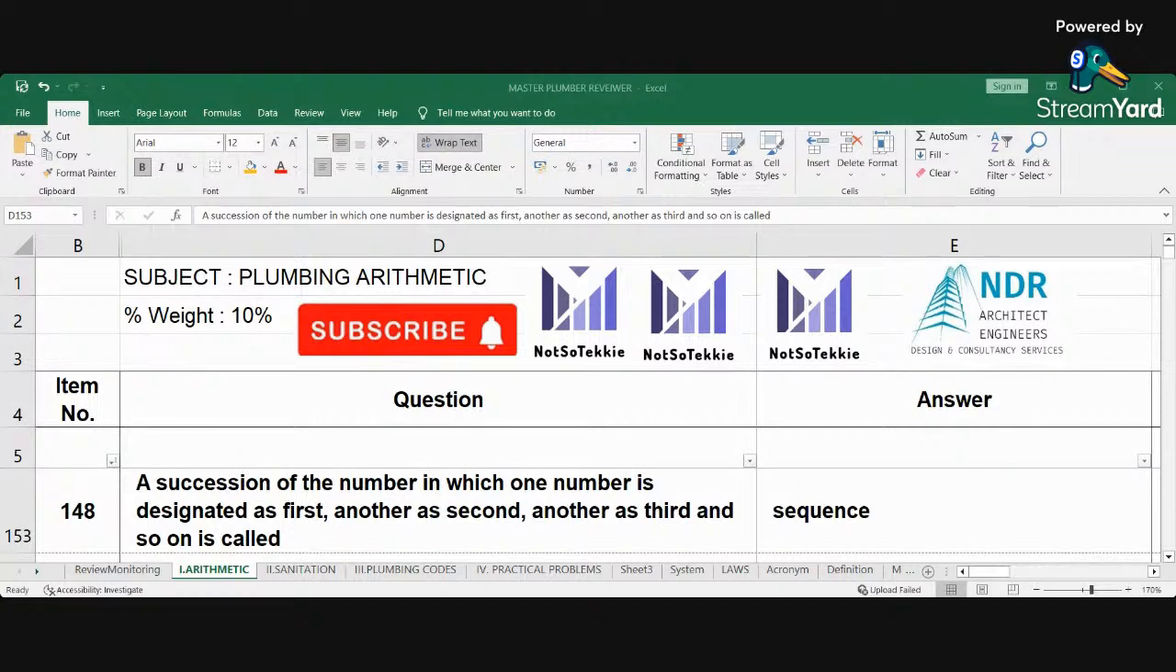Uy, i-repeat pa siya. Hindi ba dapat nag-replay?